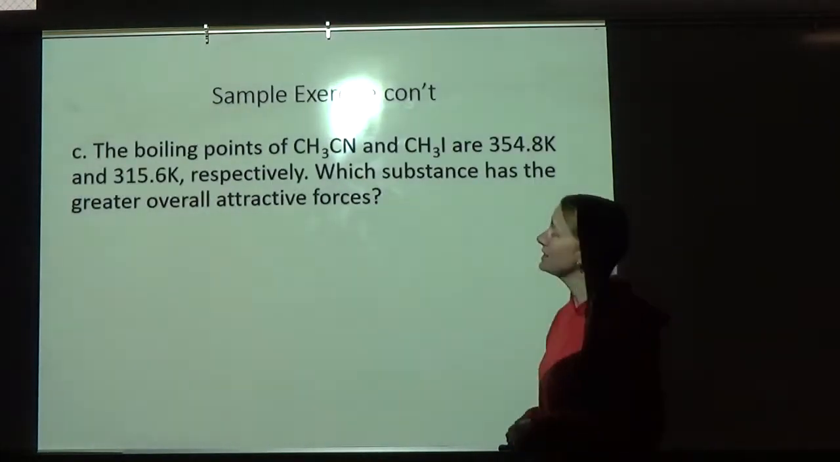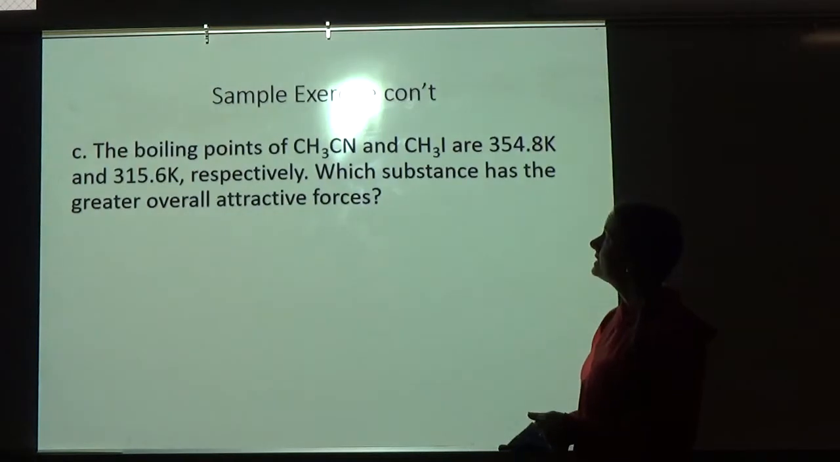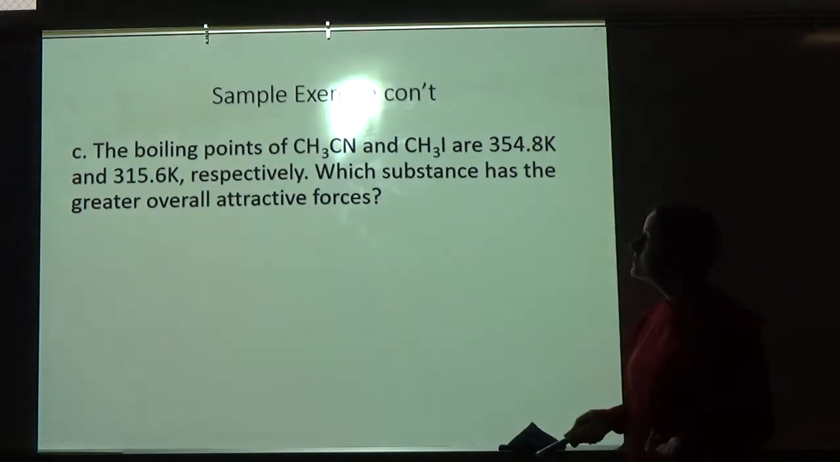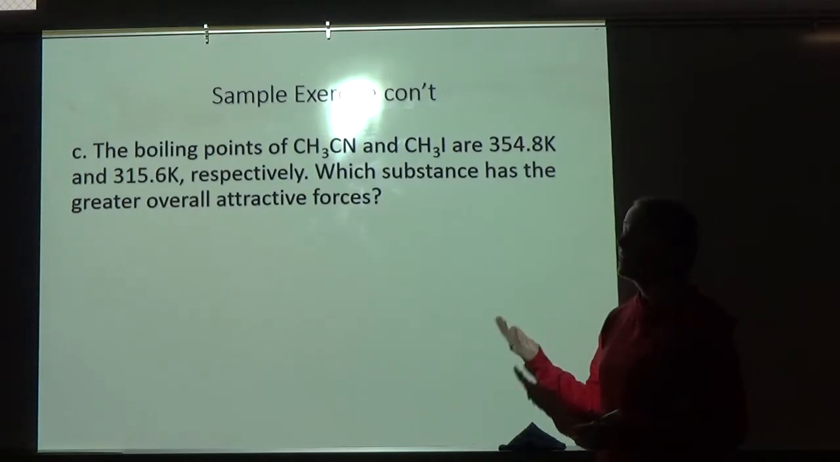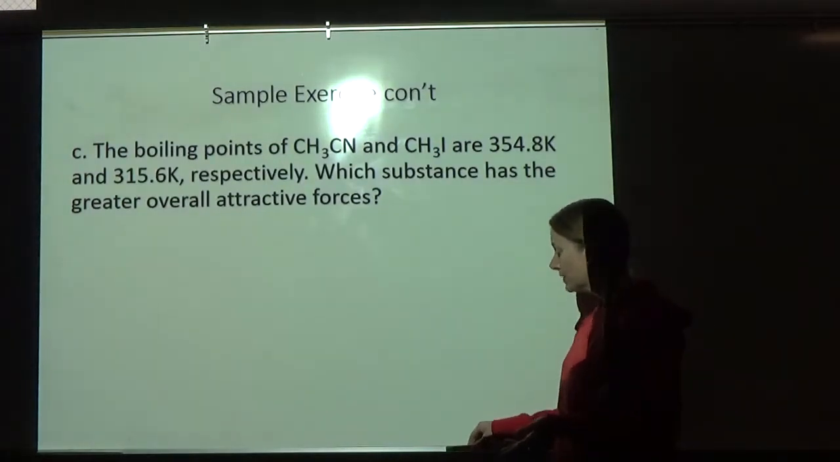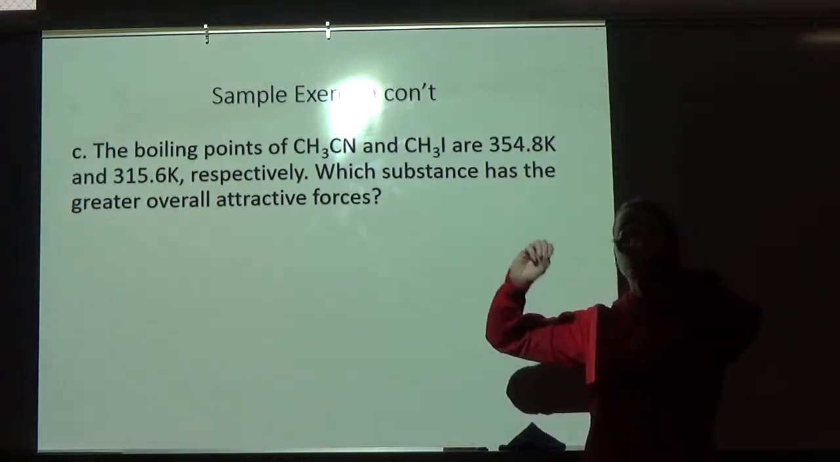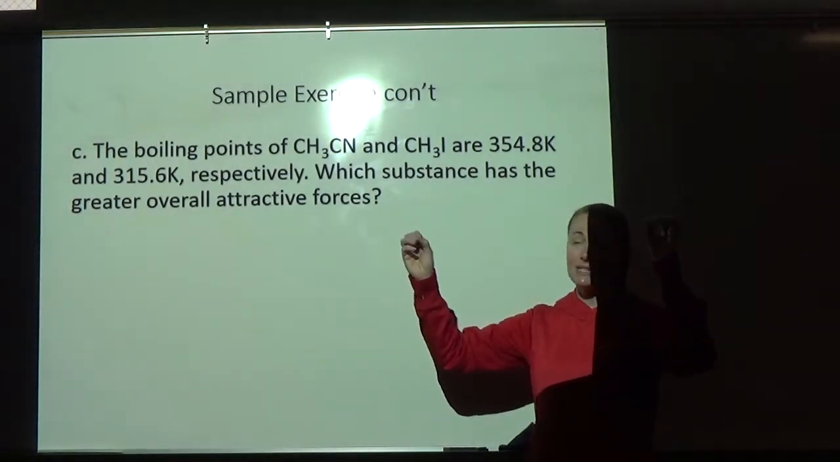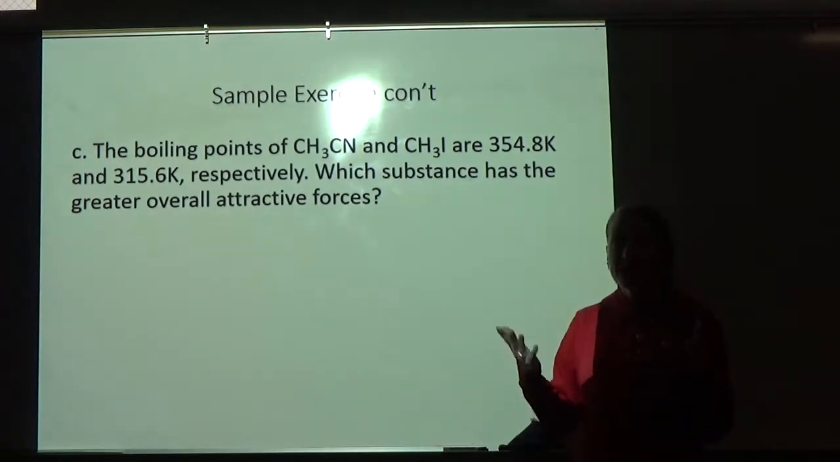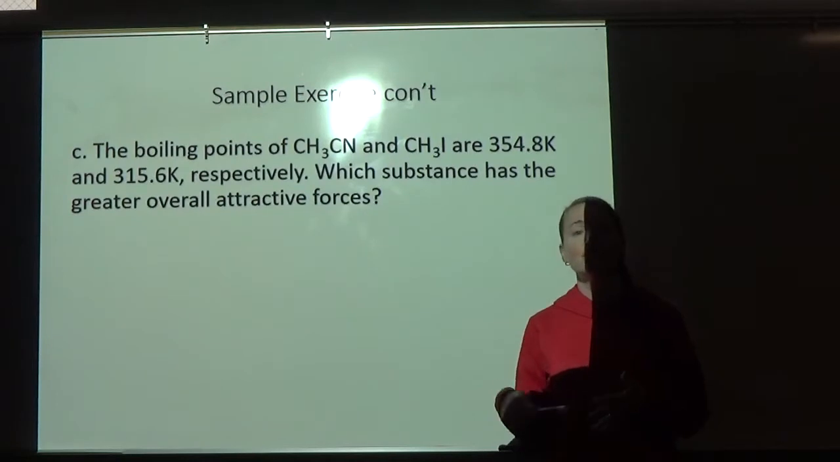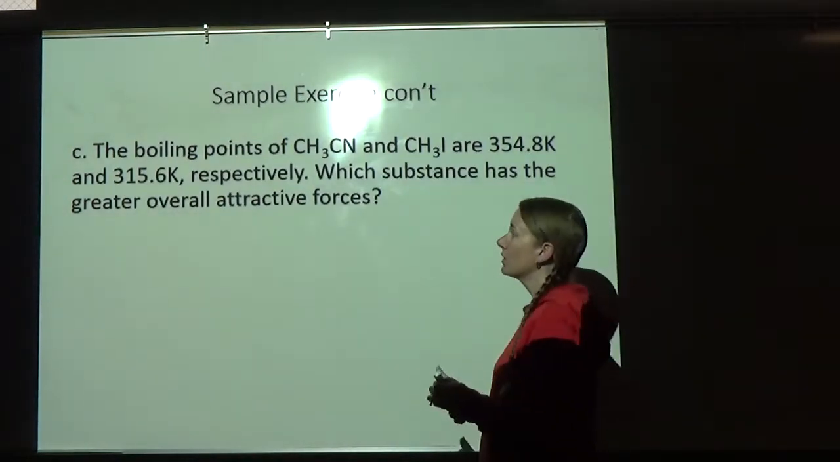All right, our next one says the boiling points of CH3CN and CH3I are 354.8 Kelvin and 315.6 Kelvin respectively. Which substance has the overall greater attractive forces? Again, think about what boiling point is. When you boil something, you're taking a liquid where the particles are super close together and forcing them to spread out as a gas. So you are trying to break the intermolecular attractions. The higher the boiling point, the harder it is to break the attractions, which means the stronger the attractions.